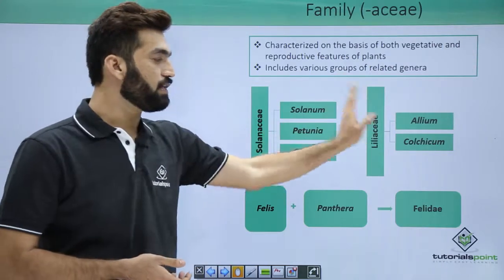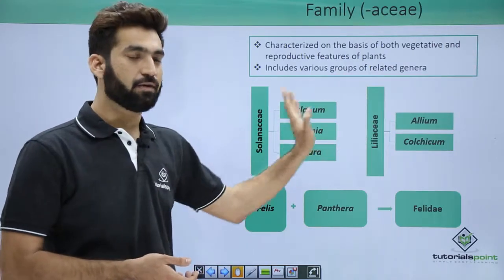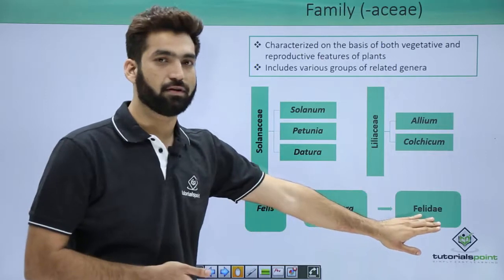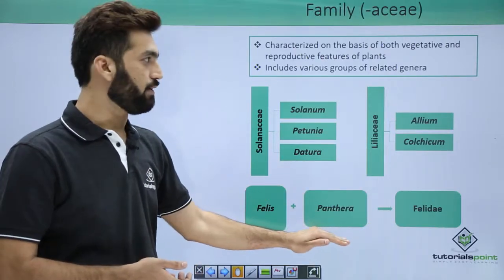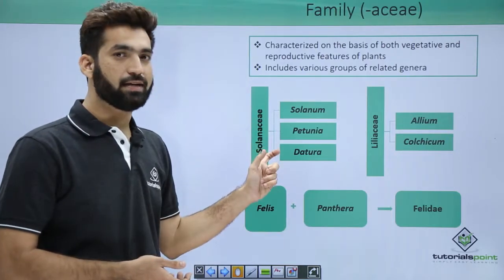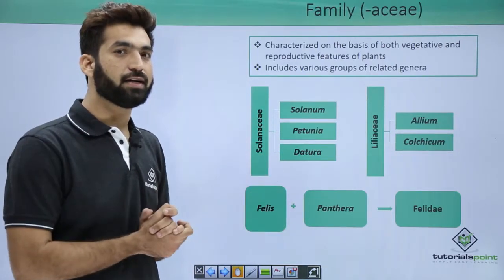Similarly, these two are the families for plants. You have one more family for animals which is called Felidae, where you have Felis and Panthera. So families in totality are the conglomeration of related genera.